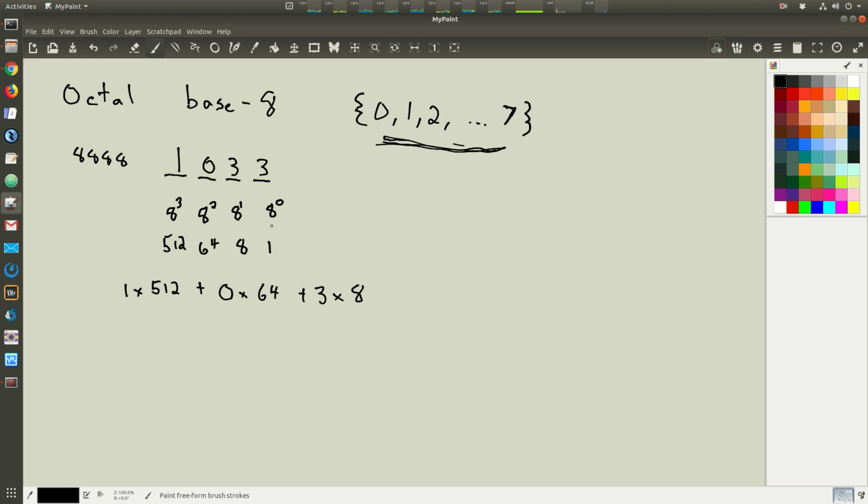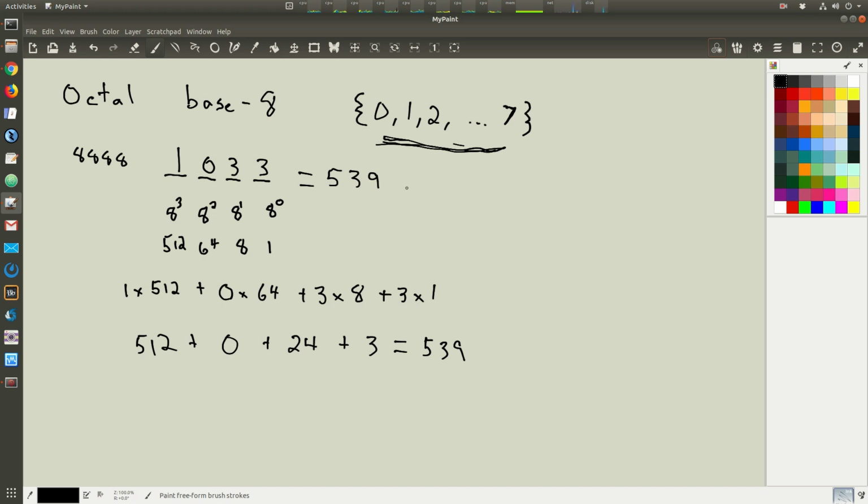And then 3 times 1. Okay, so 1 times 512 is 512, plus 0 times anything is 0, plus 3 times 8 is 24, plus 3 times 1 is 3. Okay, so 512 plus 24 is 536, plus 3 is 539. So this whole thing equals 539, right? Okay. So this equals 539.